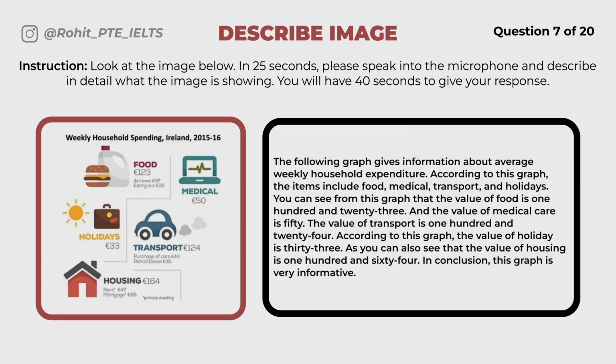The following graph gives information about average weekly household expenditure. According to this graph, the items include food, medical, transport, and holidays. You can see from this graph that the value of food is 123, and the value of medical care is 50. The value of transport is 124.